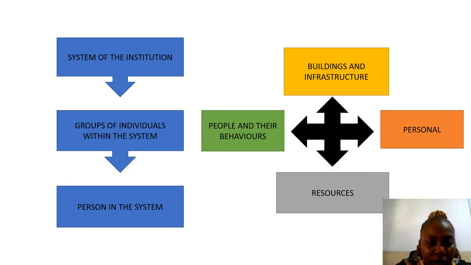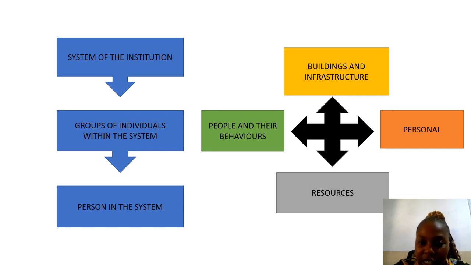Then the second one is you can identify a problem in groups of individuals within the system. So it can be maybe some teams are not working more efficiently than others and so forth. Then it can be the person in the system. So it can be another person maybe you are seeing who's not working efficiently, or it can be you personally. Maybe there are some weaknesses which you have noticed in your job performance. So that's how you can identify problems from one side.